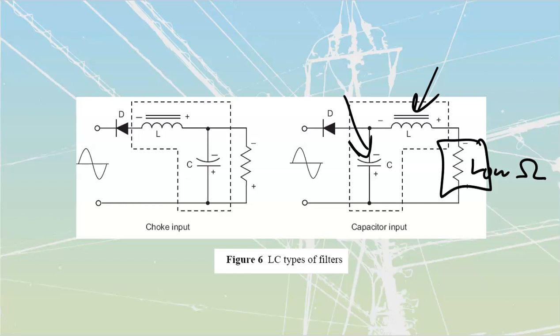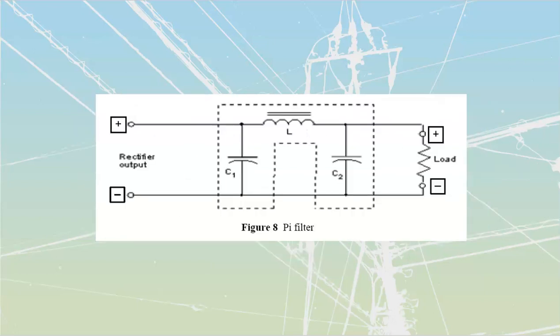There is one step better that you can go than this. That is going to be the pi filter, because it kind of looks like a pi. It's got that pi mark, not like a pie that you eat. You know what I mean, math pi, that one.